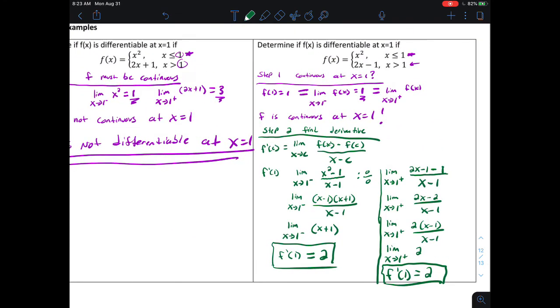So to answer our question, is it differentiable at x is equal to 1? Yes, it is differentiable. So yes, differentiable at x is equal to 1.